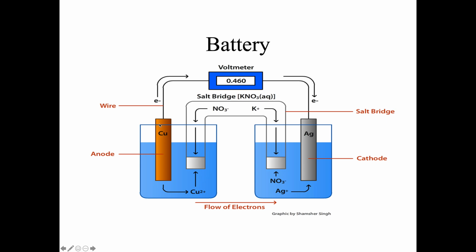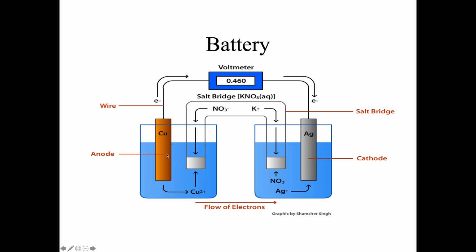And so as this becomes positive, negative ions flow in here to keep the charge of the solution basically the same. As this becomes negative, as it gains electrons, the potassium ion, the positive ion, will go in here as well. Right? So that's the purpose of the salt bridge. It kind of completes the circuit.